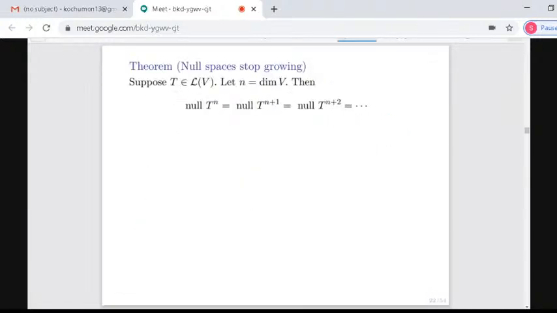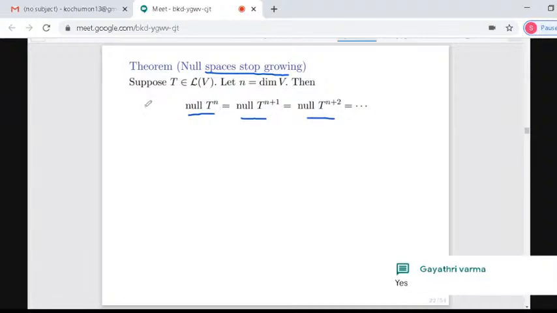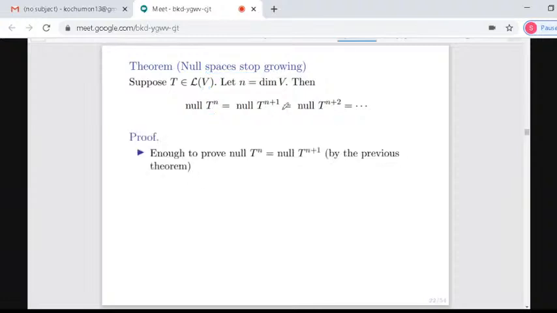So now we can show our theorem: null spaces stop growing. It's very interesting to note that the null space of T to the power n onwards will be the same every way. It can be the same before also for some operators, but generally we can say that for T on V with dimension n, the null space of T to the power n onwards will be the same. So by the previous lemma, it is enough to show that the null space of T to the power n is equal to the null space of T to the power n plus 1.